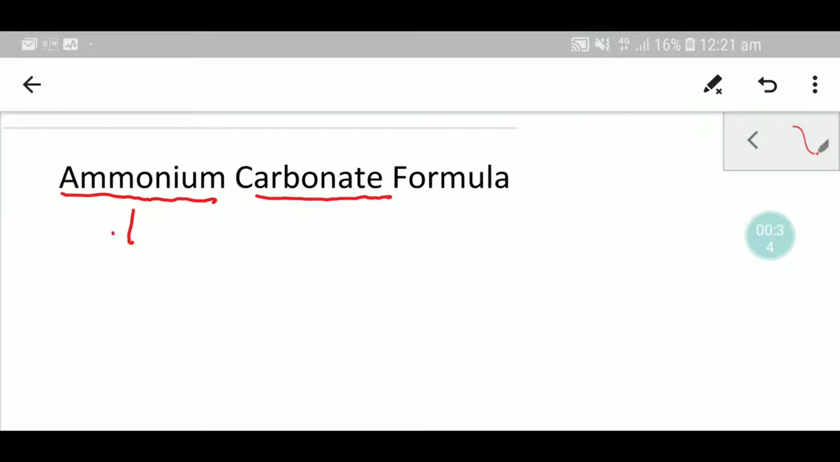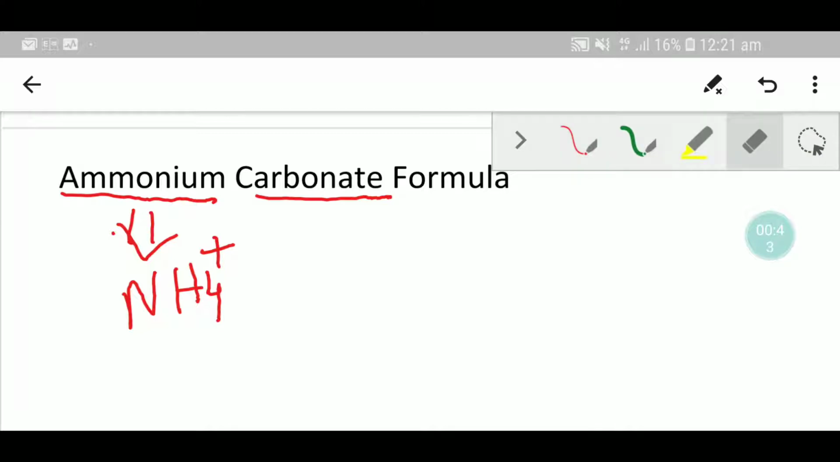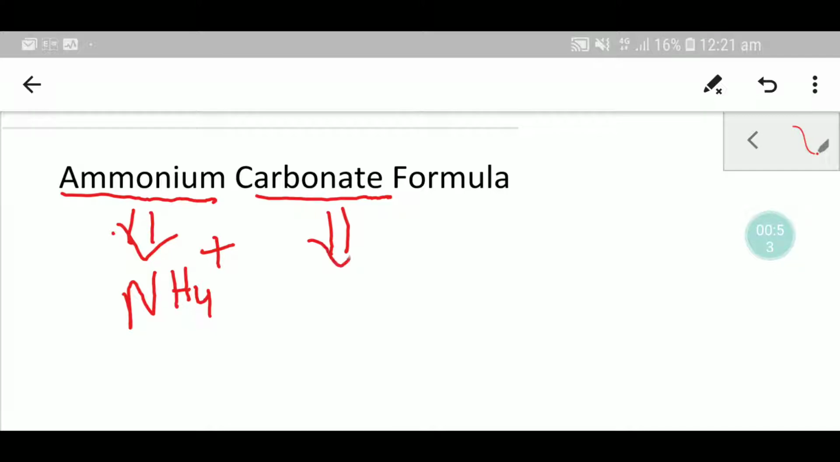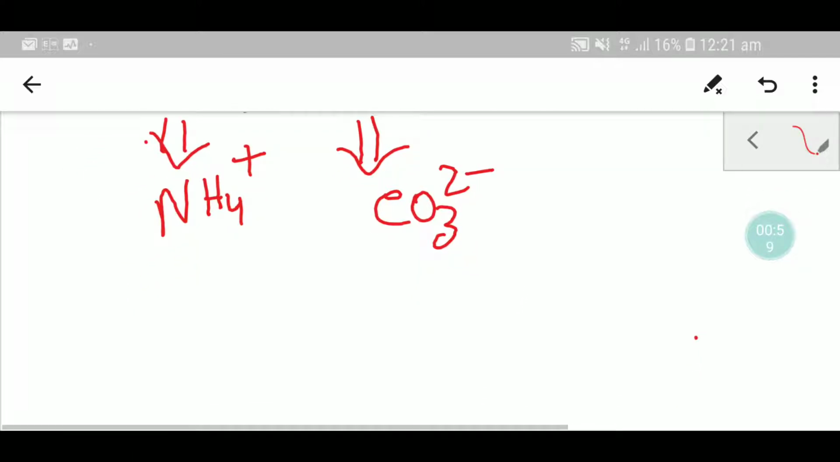So now I am going to write the formula of ammonium ion. This is the formula, NH4. Okay, let me write it more clearly. NH4, right? This is the formula of ammonium, and now I am going to write the formula of carbonate. Okay, so we have gotten the ammonium ion and carbonate ion.